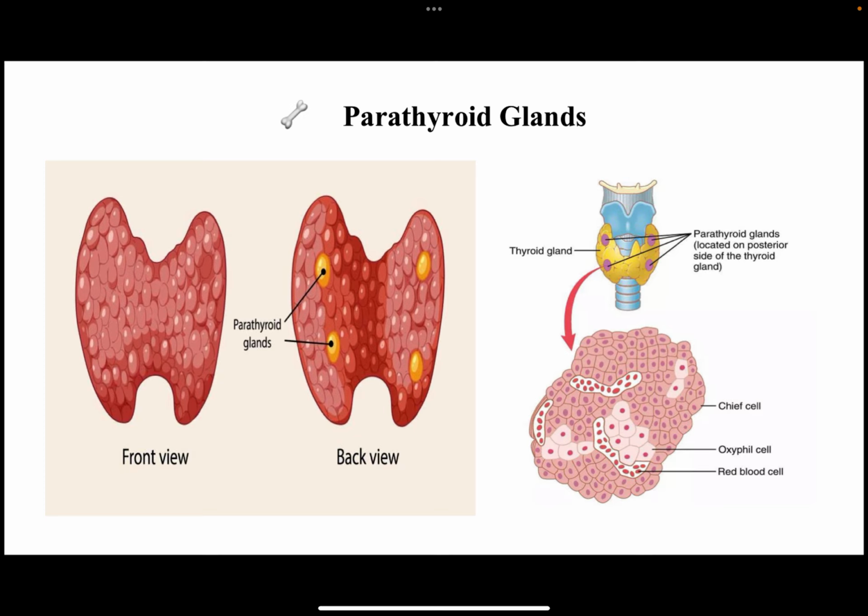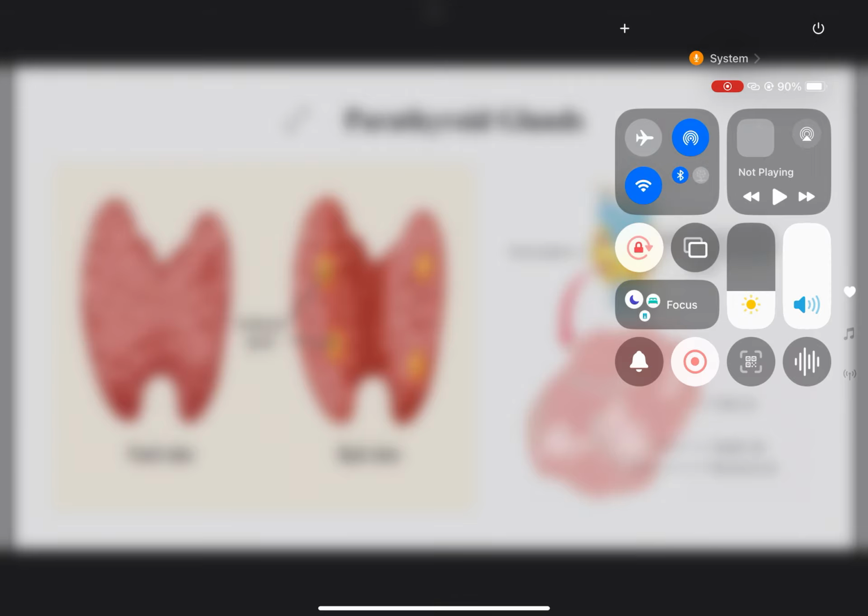Is that okay? All right. So basically, that is it for parathyroid glands.